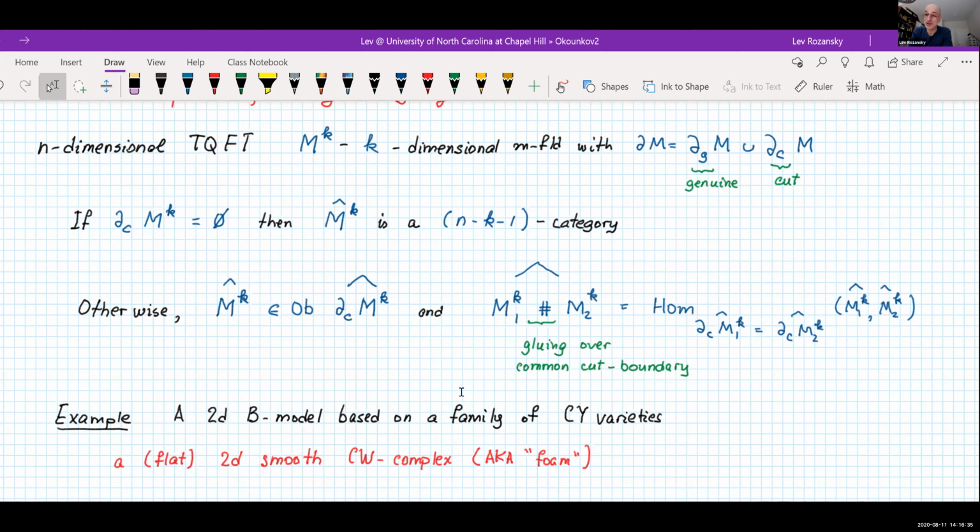So I'm giving you a very pedestrian version. If there is no cut boundary, then to a k-dimensional manifold, you associate something I call mk hat, and that's an n minus k minus 1 category, whatever that might mean. So a -1 category is just complex numbers, no objects, no morphisms, and a 0 category is a vector space. So there are objects, but no morphisms.